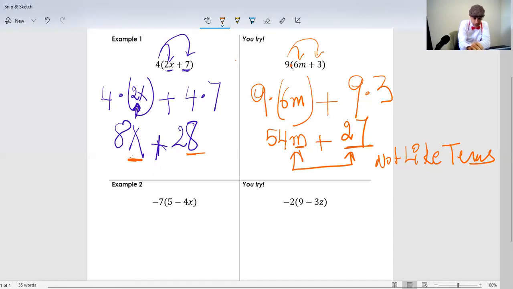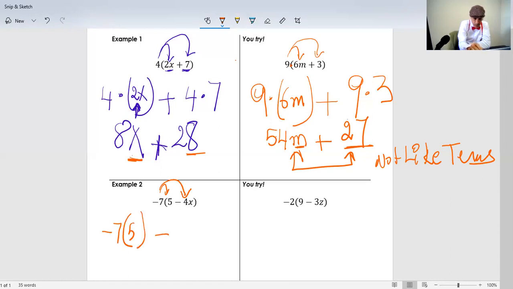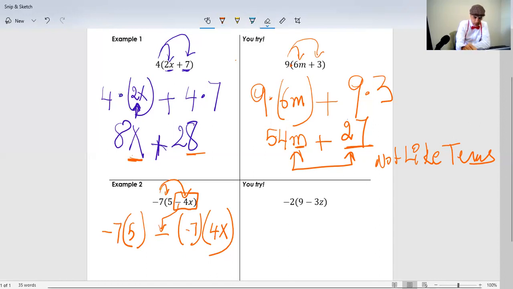So we have -7. In this case a negative number is getting distributed. So -7 times 5 minus -7 times 4x. But I'm going to show you guys how to do it even easier. So this is going to be a little confusing. Instead of putting this subtraction here, we're going to look at this number and consider that number to be a negative number. So the 4x is a negative 4x. Let's do it that way. It's going to be much easier.